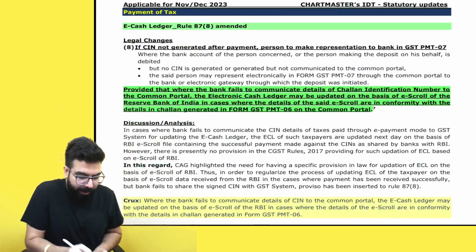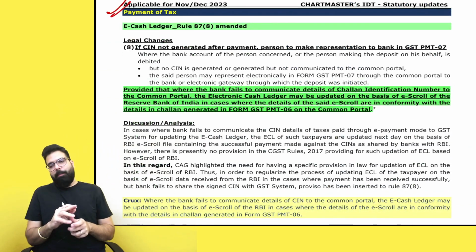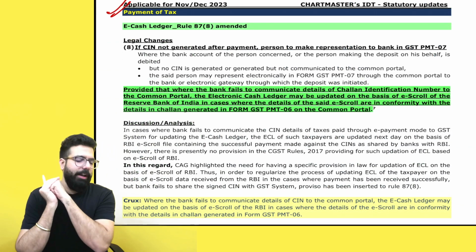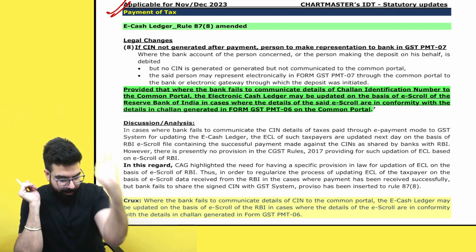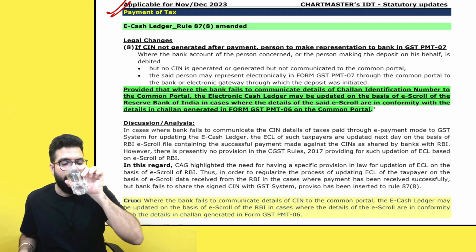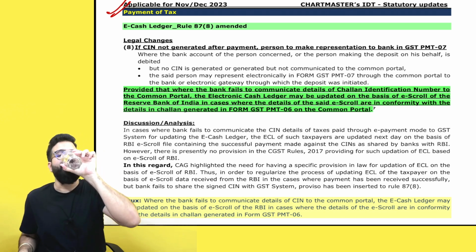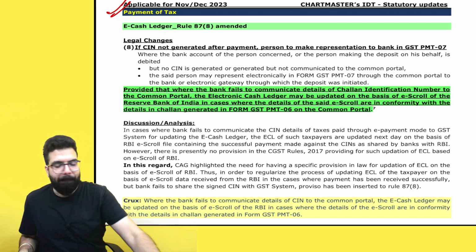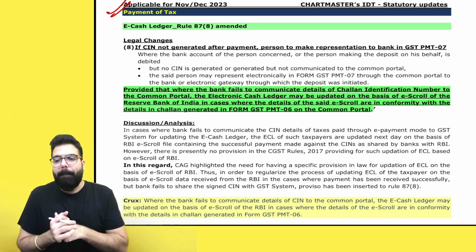Chalo, let's go ahead. Now, please come to the payment of tax chapter. Please come to the next amendment. Are we all 100% clear? Can we move to the next amendment? Payment of tax. Yes, sir. Payment of taxes.